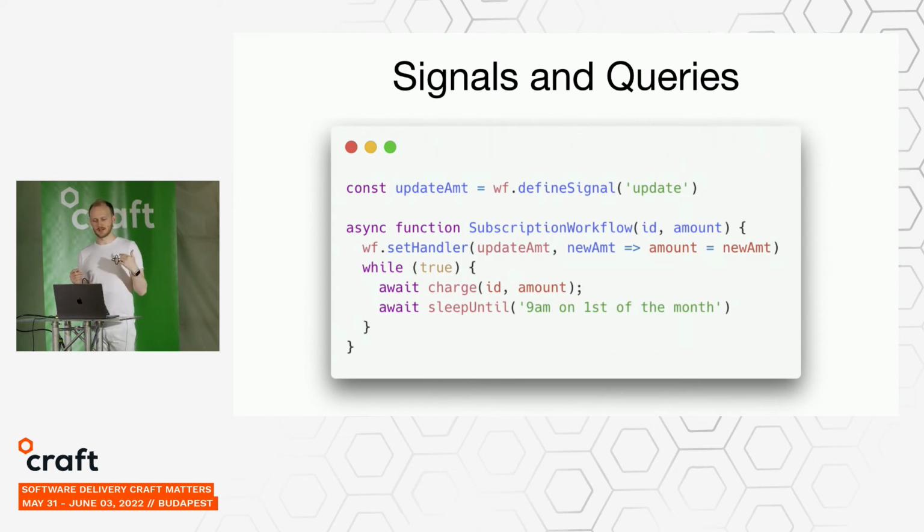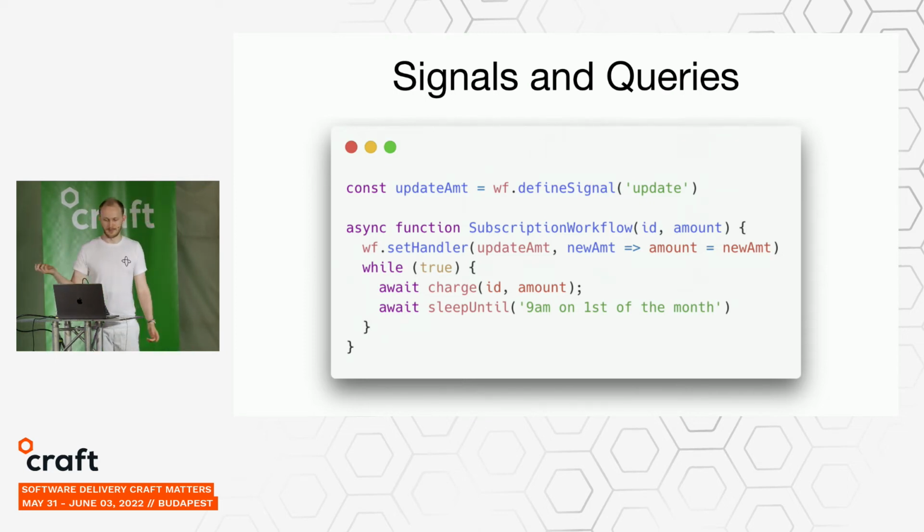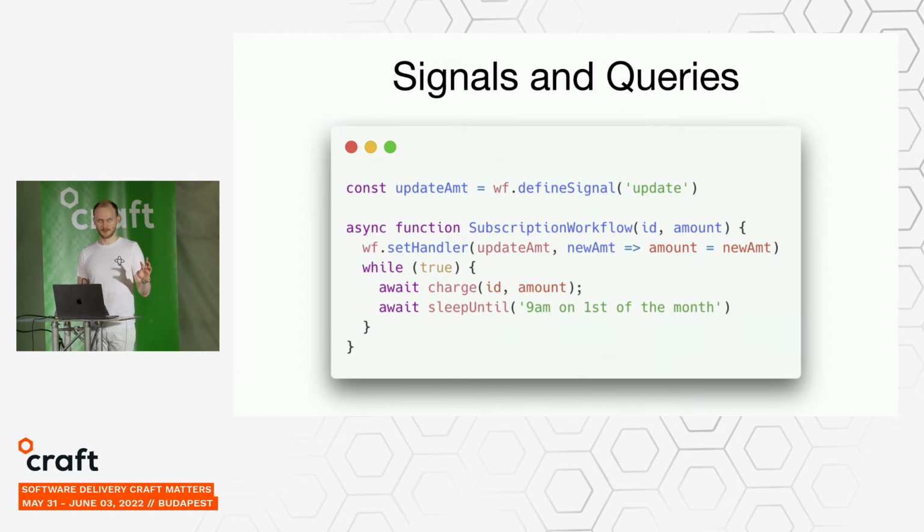A query doesn't receive data, it just returns data, and it also doesn't mutate state. So if I wanted to query, for this particular user's subscription, what's the current amount they're paying, I could define a query called getAmount, and then set a handler that just returns this amount value. So those are the two main ways of interacting with a workflow after it has started. You can also cancel it, and you can have logic in the function that handles cancellation, or you can terminate, which is sort of like a SIGKILL.